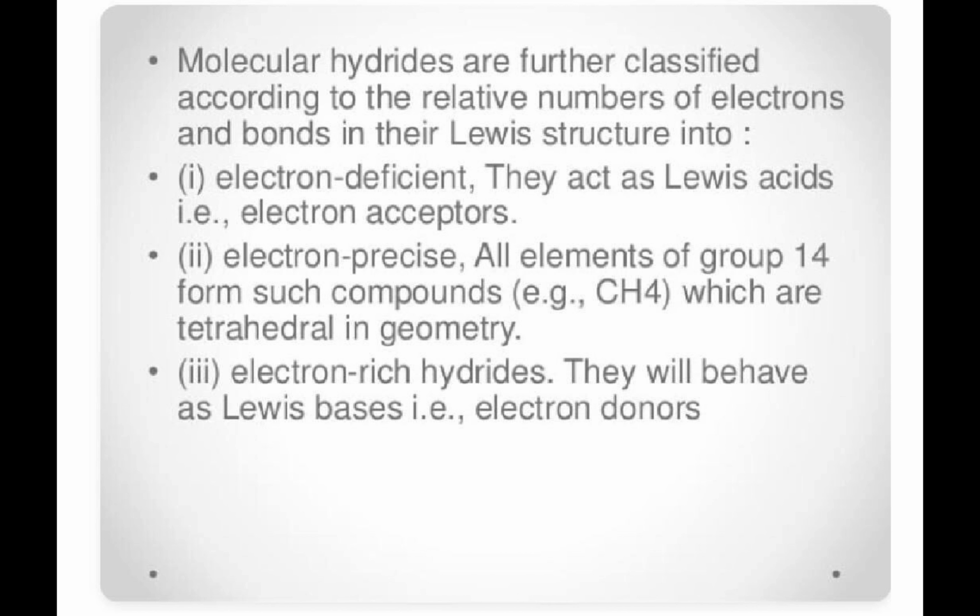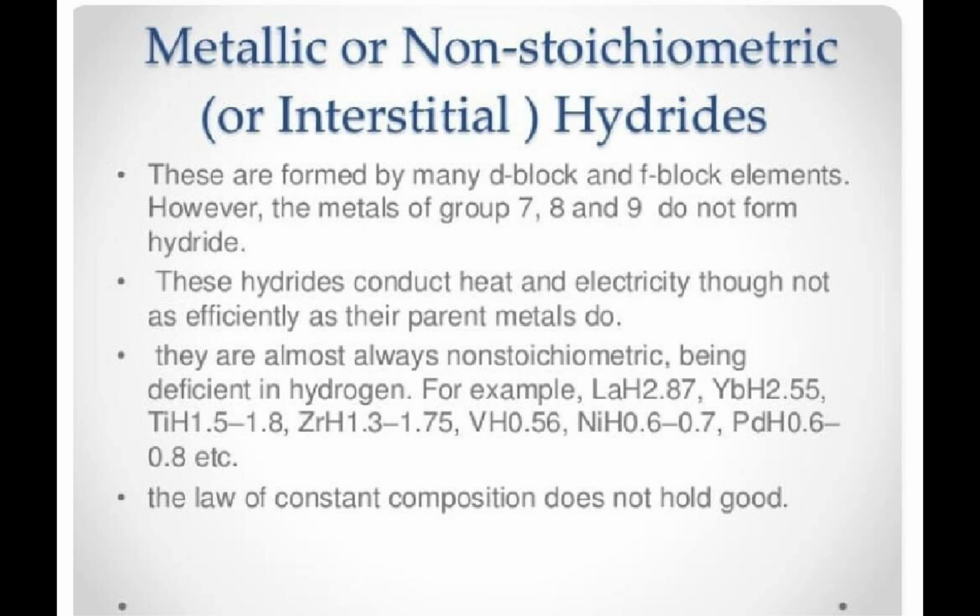So electron-deficient means they act as Lewis acids, like electron acceptors. They accept electrons. Then electron-precise elements of group 14 form compounds like CH4 which are tetrahedral in geometry. Electron-rich hydrides will behave like Lewis base, that is electron donors. Now metallic or non-stoichiometric or interstitial hydrides. These are formed by many d-block and f-block elements, but metals of 7th, 8th and 9th group do not form hydrides. So important point, remember this.